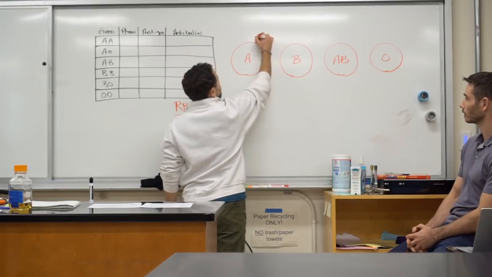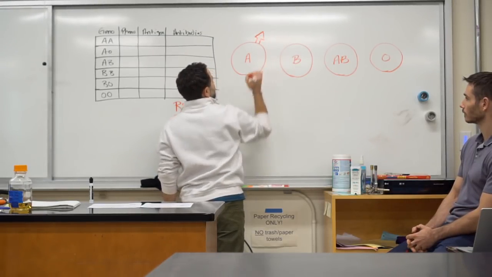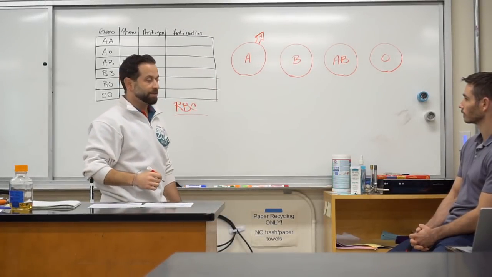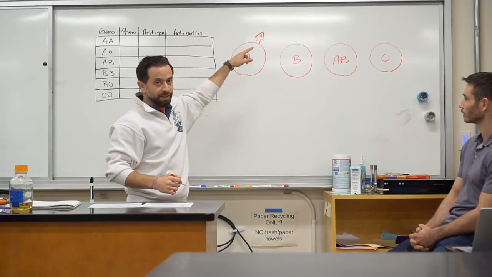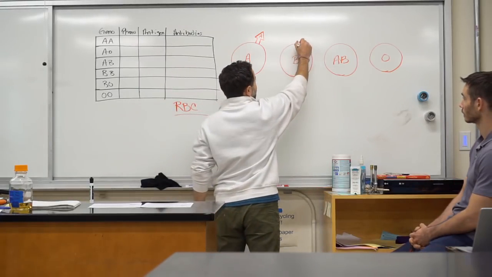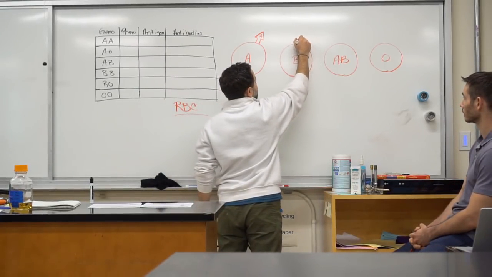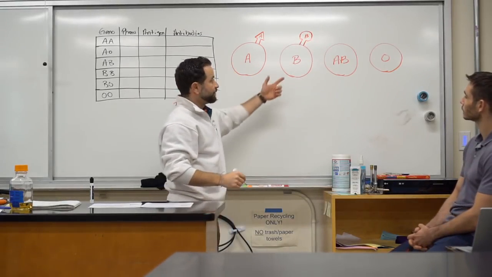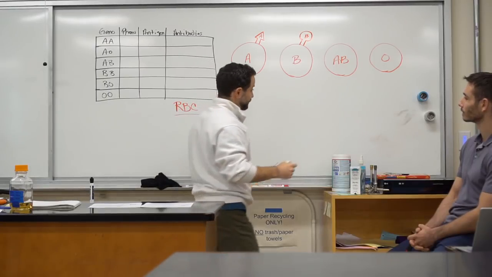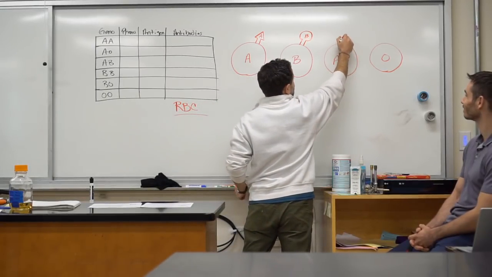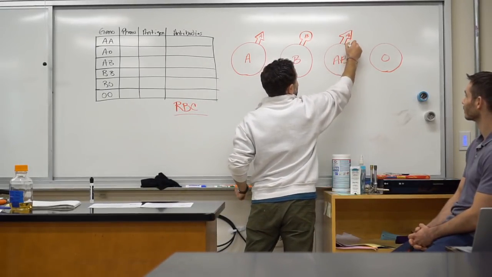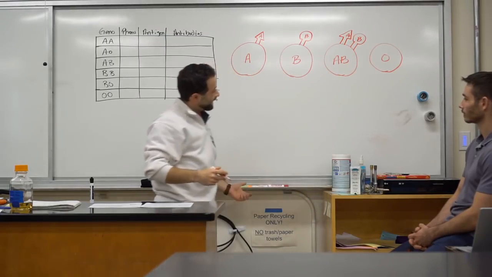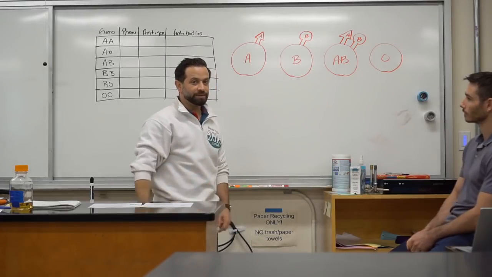And I'm just making up these shapes. We can say that one is an A antigen. So A blood type has A antigen. B blood type will have a B antigen. So what do you think AB has? Both. So we have an A, and then we have a B, and then here's kind of a tricky question. What do you think O has?